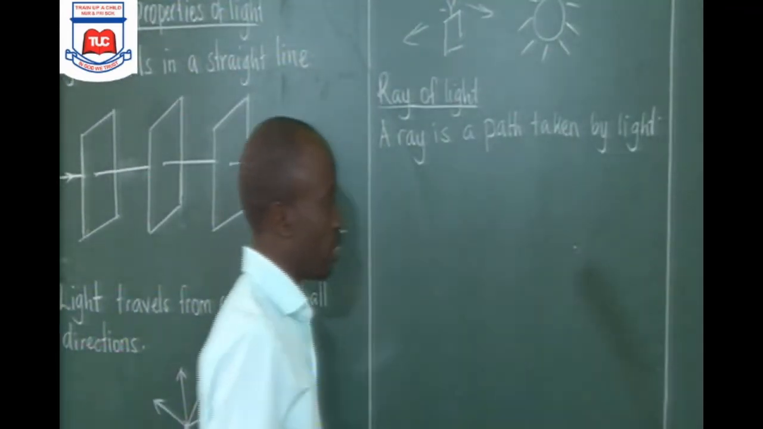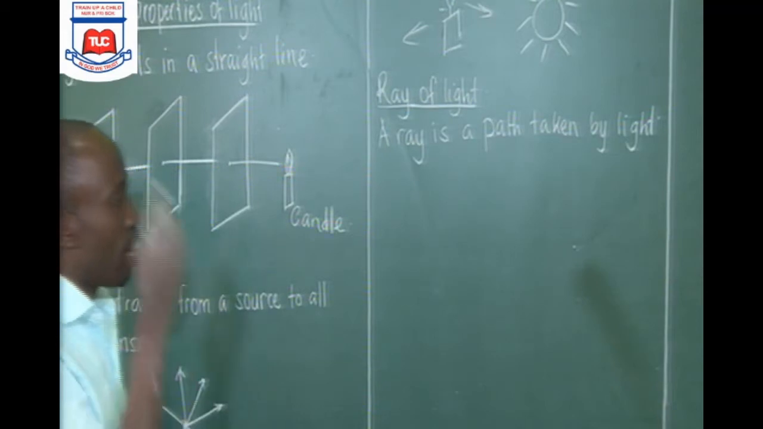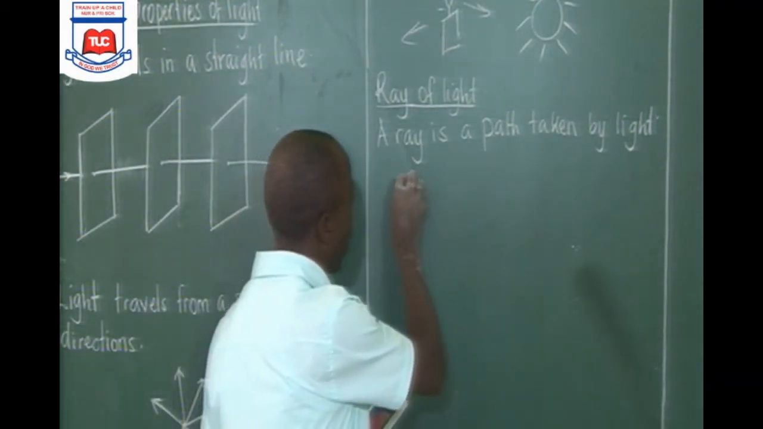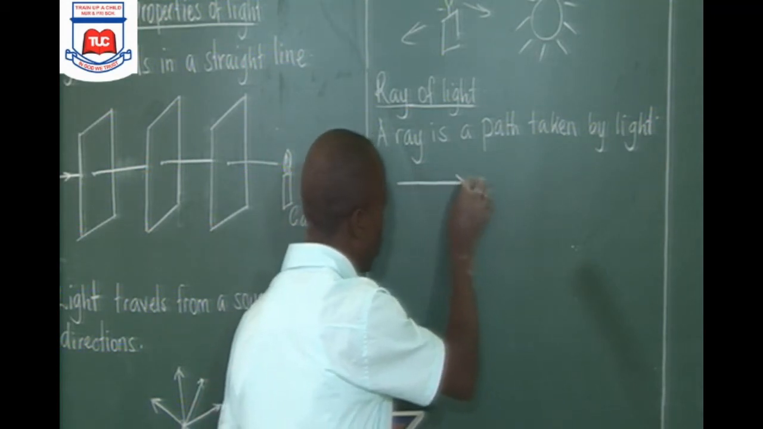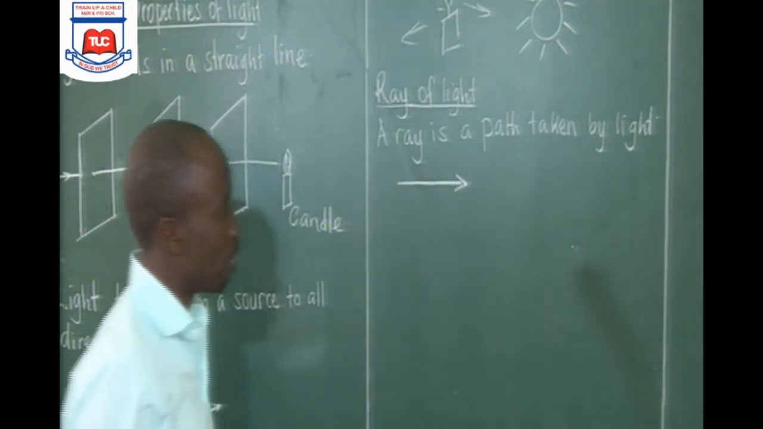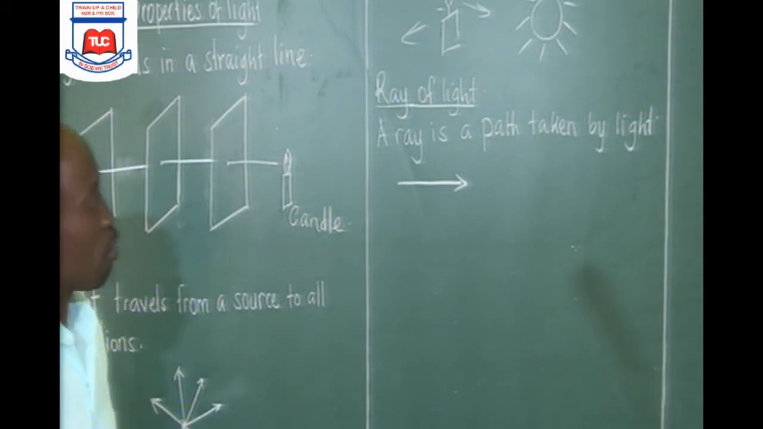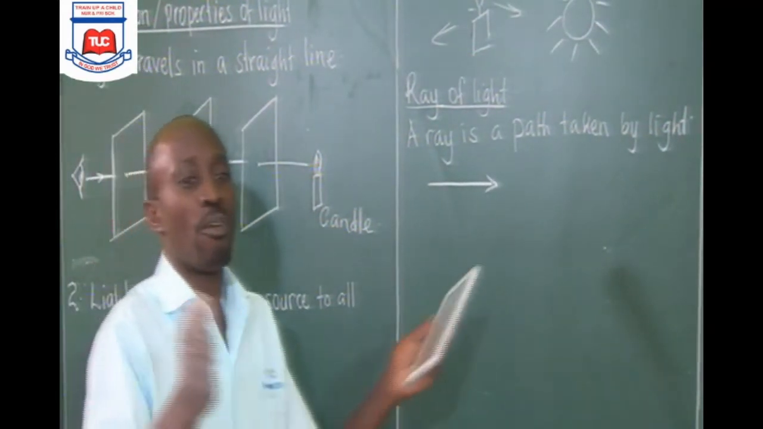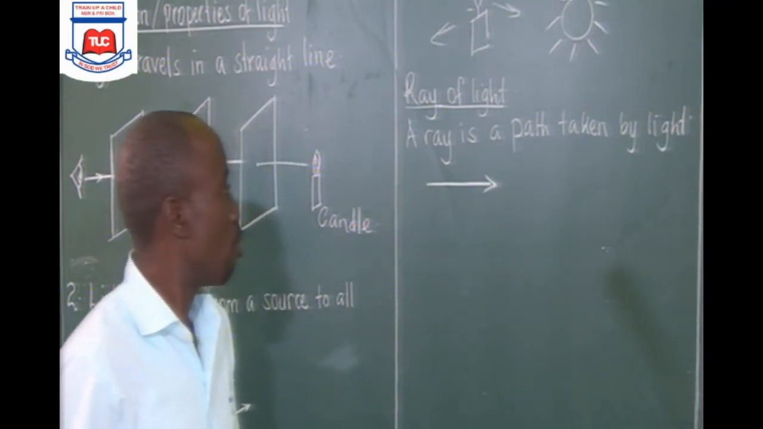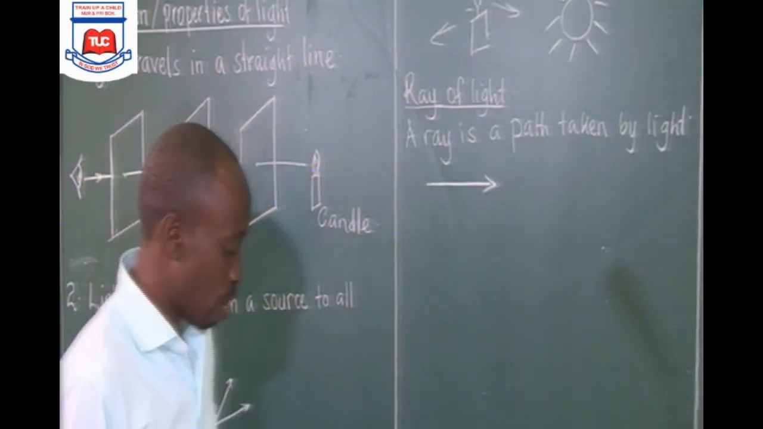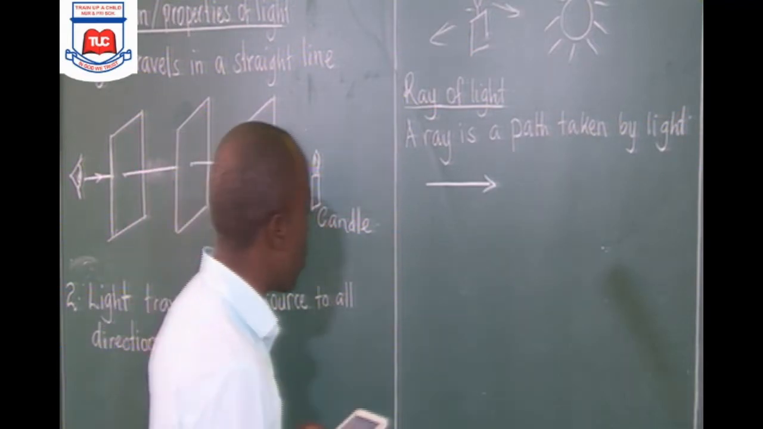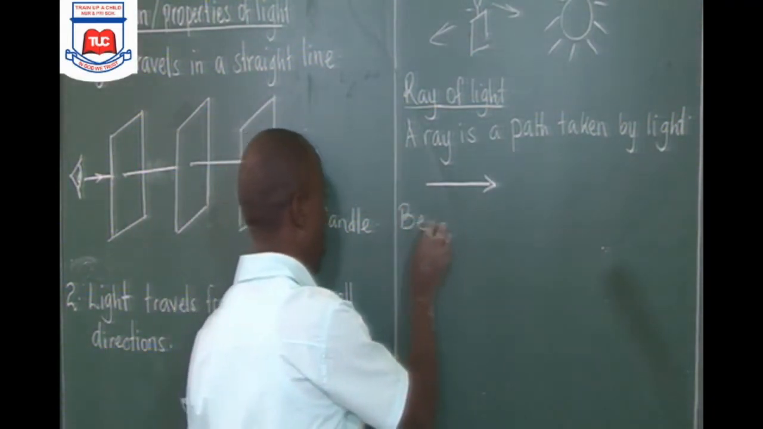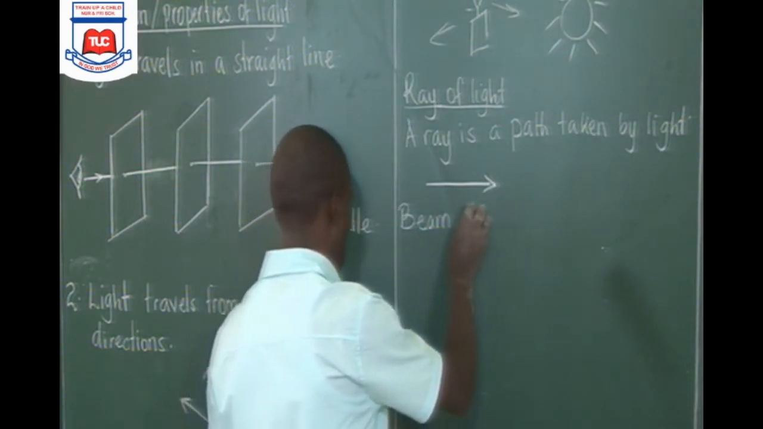As simple as that. So that path taken by light is what we call a ray, and it can be denoted like this. This is how we just draw a ray of light. Simple as that. Now, we shall look at where rays come together, where rays spread from one direction to different directions. Those are just types of beams. So let's first of all find out what a beam is. Beam of light.